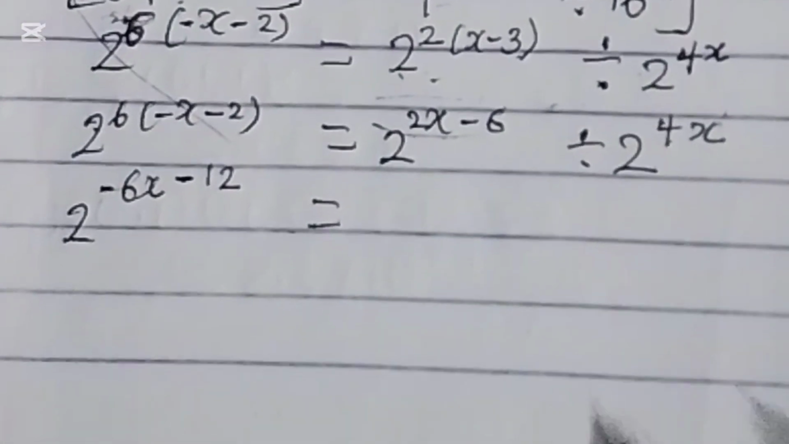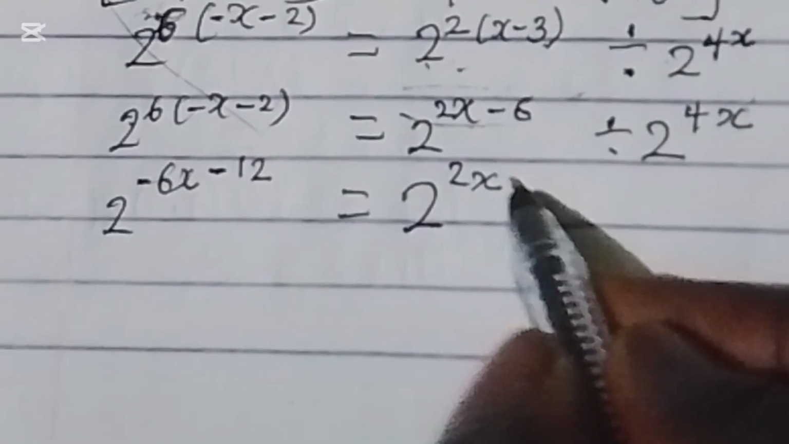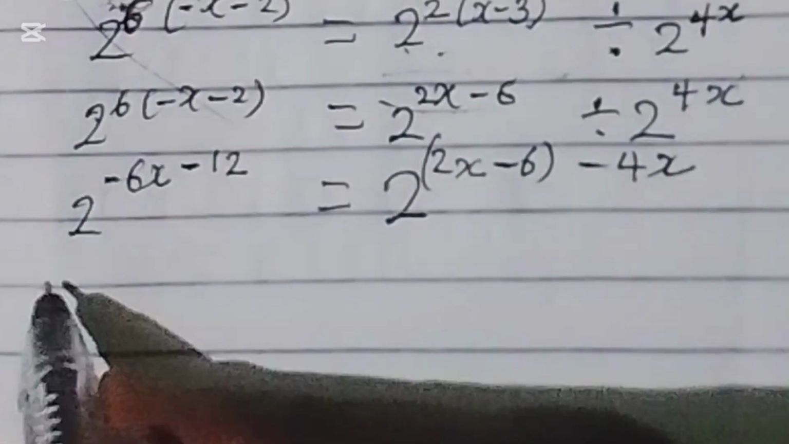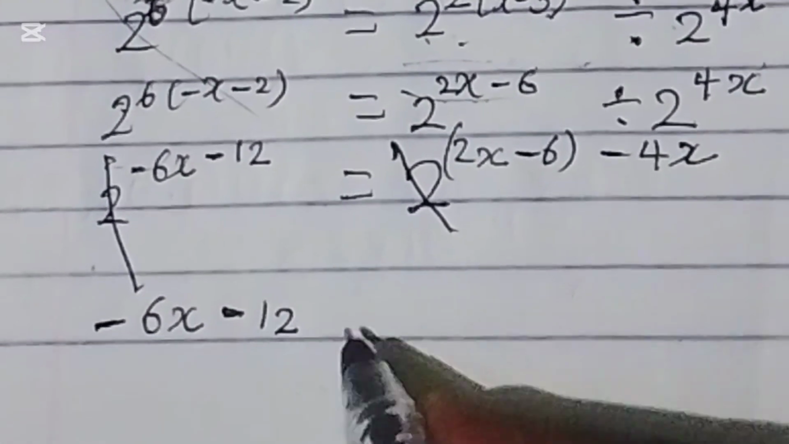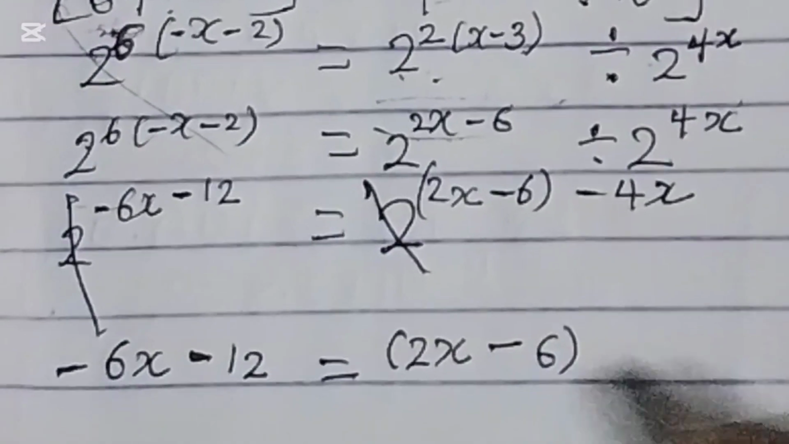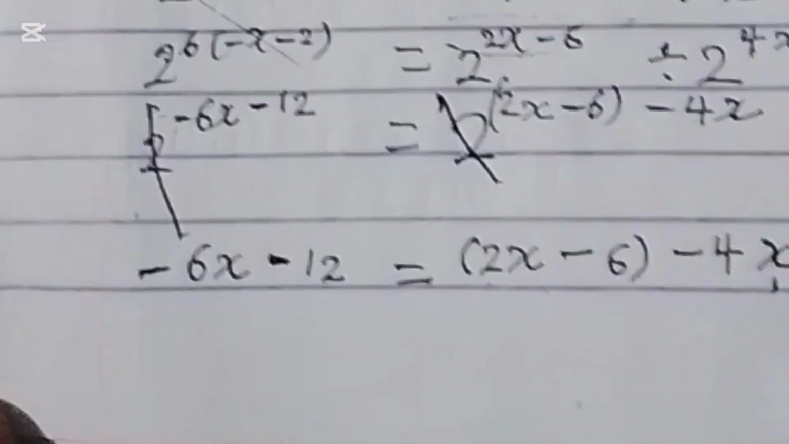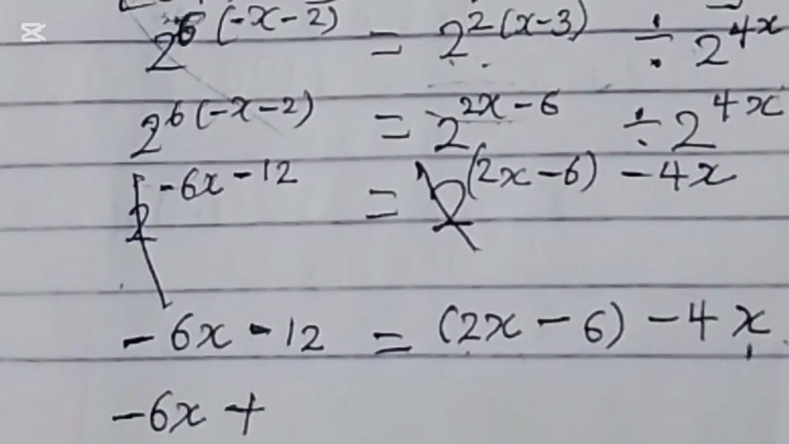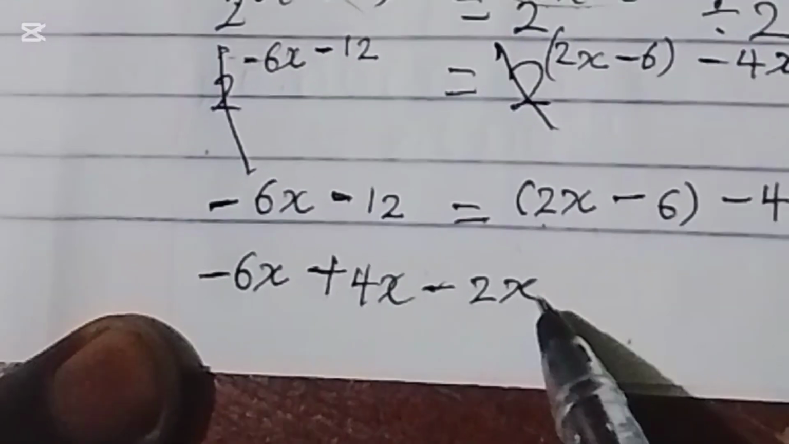Then this will give you, now using that law, you take one of the bases, it is the same thing. You have 2. Then you have 2x minus 6 minus 4x. Then you have this. You can cut this off. Now, then you have minus 6x minus 12. It gives us 2x minus 6 minus 4x. So from there, you can bring this and this together since they are of this thing. So you have minus 6x plus, you can bring this here, plus 4x. After breaking this, then bring it to minus 2x.